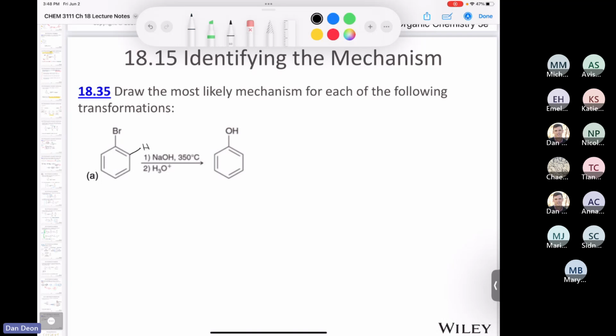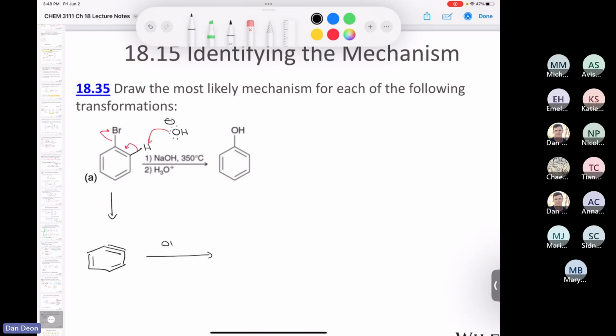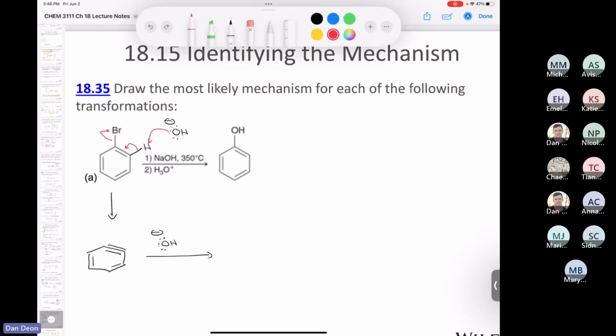Okay, so let's see. We have our strong base. So I'll draw my hydroxide ion like this. And that's going to abstract the proton, and we're going to cause the leaving group to leave. And that's going to form our benzyne. So we'll draw our benzyne molecule like this. So now that we've got our benzyne, we're going to have a nucleophilic attack by the hydroxide. It could occur at either carbon. So it could occur here like this, or it could occur here like this. Either way, you're going to get the exact same thing.